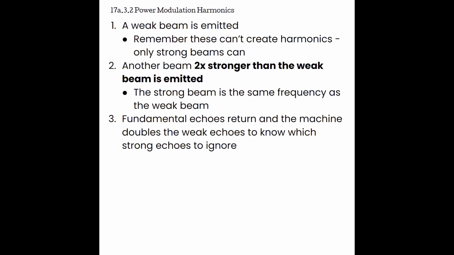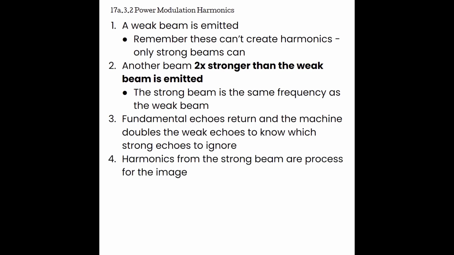Next up then, the fundamental echoes are going to return. So weak beam fundamental echoes return. The strong beam fundamental echoes also return. And when they return, the machine is going to take those weaker beams, double them, and now it's going to know which echoes to ignore, because that weak beam doubled should match up with the echoes that came back from the 2 times stronger beam. What's left then are just the harmonics that were created by the strong beam, and those are the ones that are going to be processed for the image.